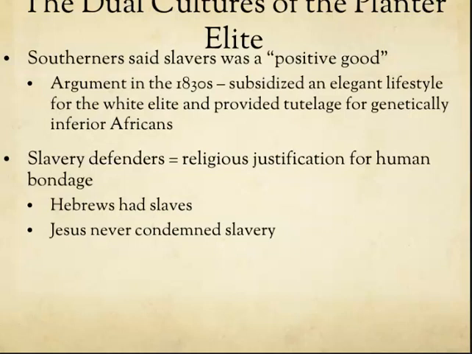Now, there were some, and we've talked a little bit about it, that defended slavery, that said slavery is a religious thing, and so therefore it is okay. Many gave a religious justification for human bondage. They mentioned the Hebrews had slaves, speaking of the Old Testament, and in the New Testament, Jesus never condemned slavery, and so people kind of used these justifications to make themselves and others feel that it was okay.